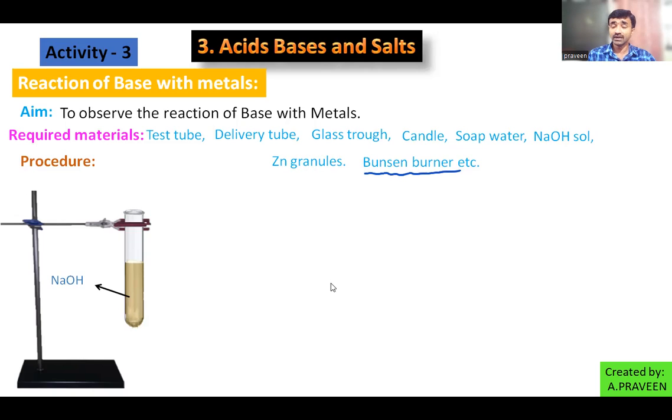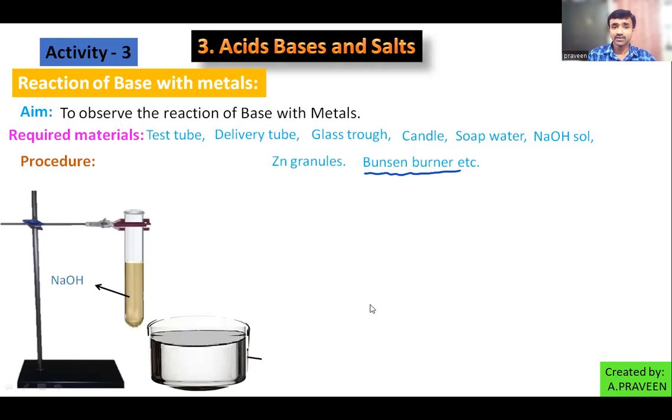Then what to do? Here, we need to drop a metal. But before dropping the metal, I need to set up the remaining materials. Connect the delivery tube into the soap solution. For that, I'm using a glass trough filled with soap water. Then drop the zinc granules. After dropping, immediately cover the boiling tube with a rubber cork connected with the delivery tube.